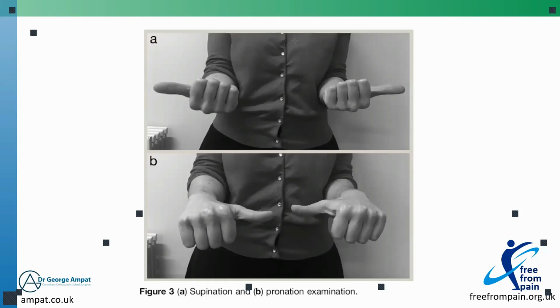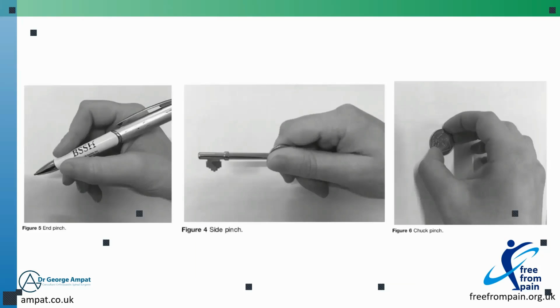The way to look at supination and pronation is to ask them to put their thumb out and then turn the hand outwards and turn the hand inwards. That gives you a better idea. If the thumb is folded inwards, you may not be able to appreciate that it goes the full 180 degrees.